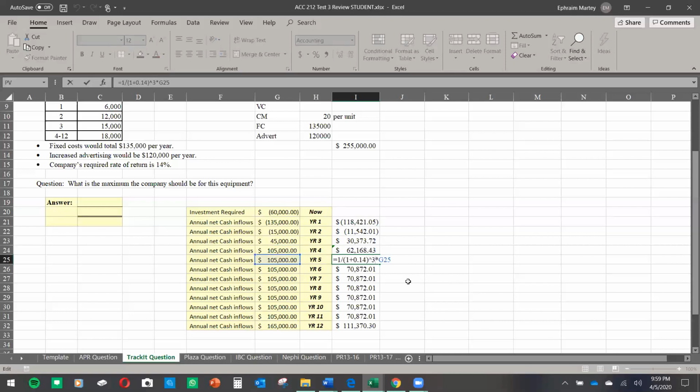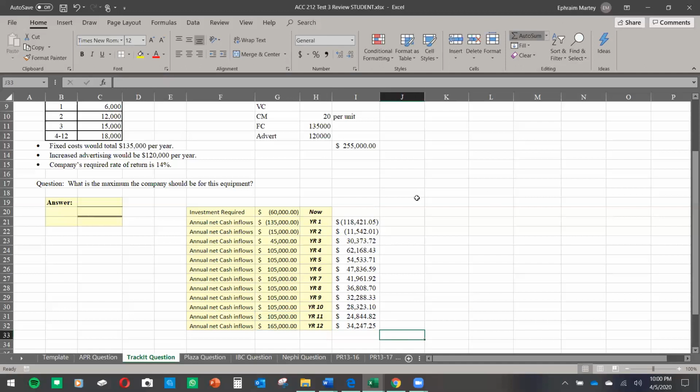Change this exponent to 5 for the 5th year. Change this exponent to 6 for the 6th year. Change this exponent to 7. Change this exponent to 8. Exponent 9. Exponent 10. Was that 10? Yeah, that was 10. Exponent 11. And then exponent 12. So that gives the present value for each net cash flow in each year.